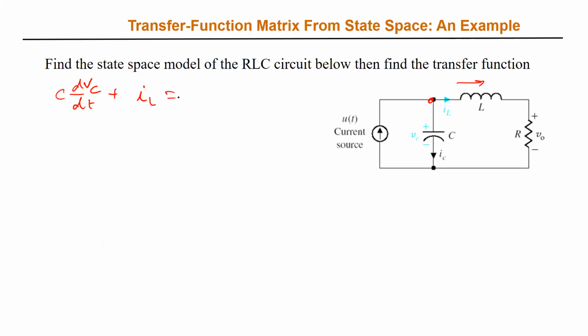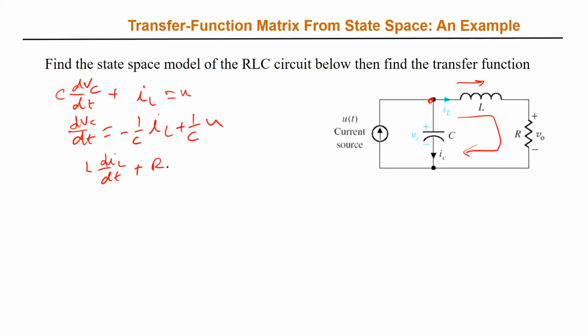Okay, equal to U. So dVC/dt equals minus 1 over C times IL plus 1 over C times U. This is the first differential equation. The second one, we get from KVL here. So I will have L dIL/dt plus R IL minus VC equal to 0.